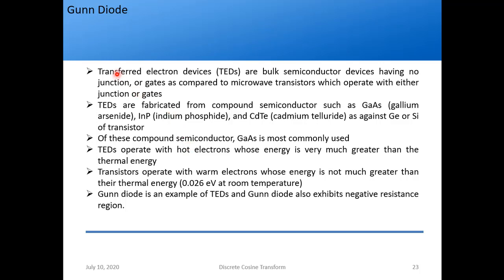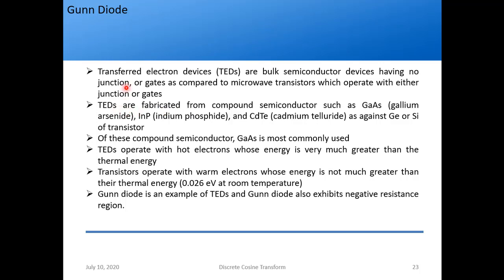So these are called transferred electron devices. The electrons are getting transferred, that is the reason they are called transferred electron devices. So these are bulk semiconductor devices having no junction or gates as compared to our normal p-n junction diode. So what happens in the p-n junction diode, we have a junction or a gate. So that is not the case here. So essentially this slide describes the difference between the transferred electron devices and the normal diodes. So you can expect this question in the exam as well as a viva.